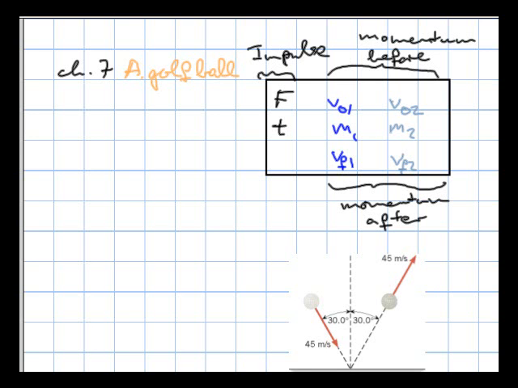This is problem A in chapter 7, and this is what it says. A golf ball strikes a hard smooth floor at an angle of 30 degrees and, as the drawing shows, rebounds at the same angle. The mass of the ball is 0.047 kilograms and its speed is 45 meters per second just before and after striking the floor. What is the magnitude of the impulse applied to the golf ball by the floor?